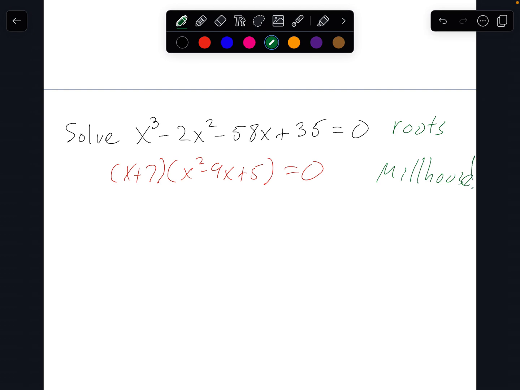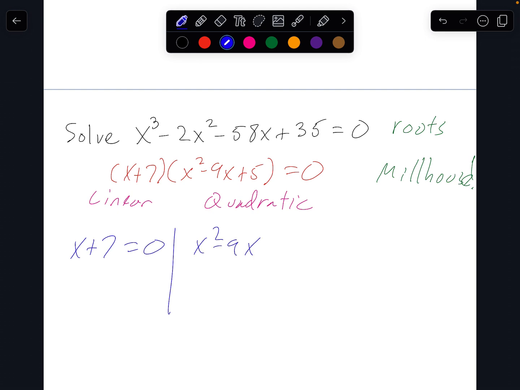Because now we can solve this cubic polynomial set equal to 0 by solving a linear equation and also by solving a quadratic equation by using the zero product rule. The zero product rule, remember, lets us set one of each of these factors equal to 0 and solve them independently. X plus 7 is a linear equation. X is equal to negative 7. That's one of the roots.